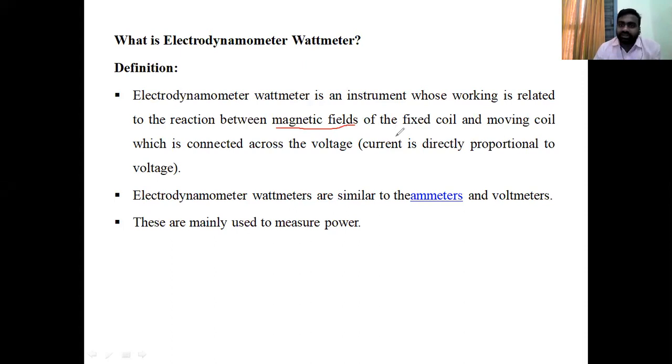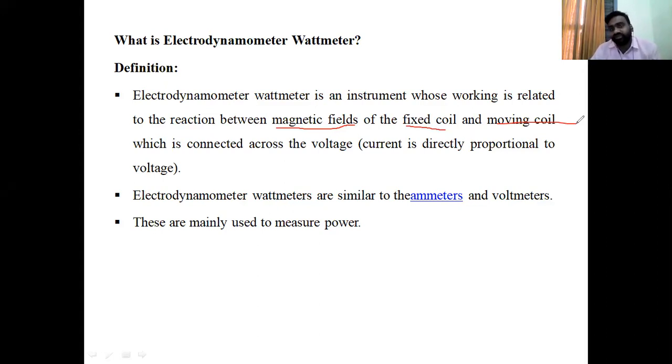The magnetic field is created in between two coils. One is a fixed coil and the second one is a moving coil. So when the voltage is applied across these two coils, one fixed and one moving, a magnetic field is created, and in the presence of the magnetic field, the current is directly proportional to voltage. So this is about the working definition.